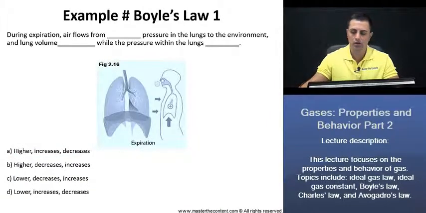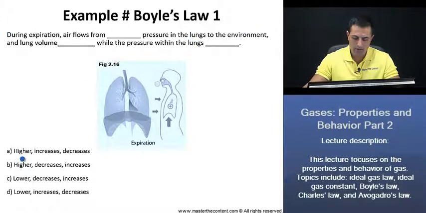If we take a look here, example Boyle's law 1. During expiration, air flows from blank pressure in the lungs to the environment and lung volume blank while the pressure within the lungs blank. This problem is going to be a little bit tricky due to the fact that we have multiple blanks. Thus, we'll solve it in portions, working with the first part here.